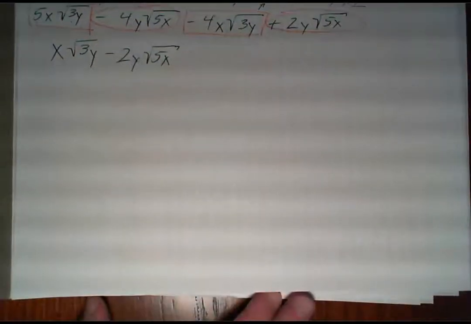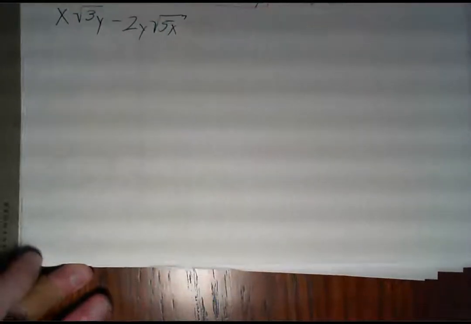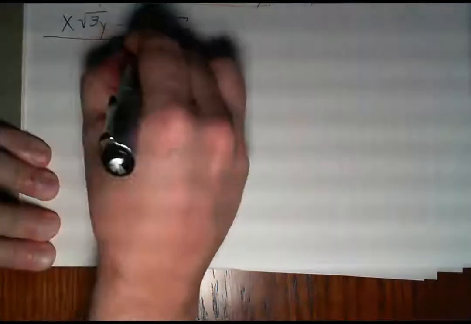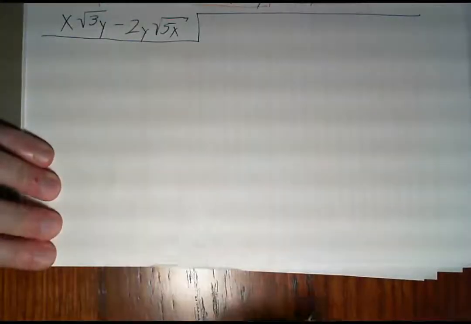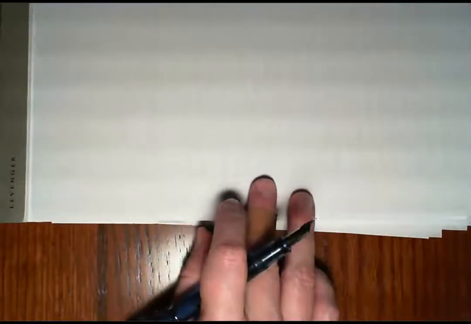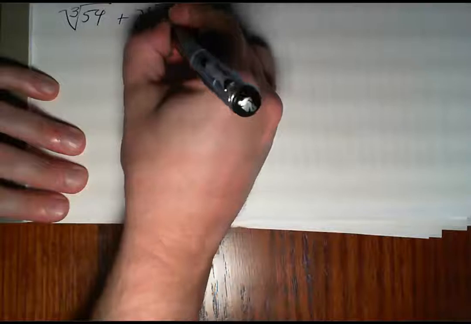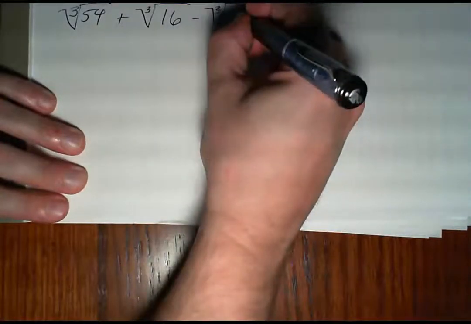Okay, so let me just slide this up a bit here. Don't want to have any confusion, and this is not associated with what we're working on now. Okay, so what we're working on now, some higher order roots. So we're going to look at the cubed root of 54 plus the cubed root of 16 minus the cubed root of 24.